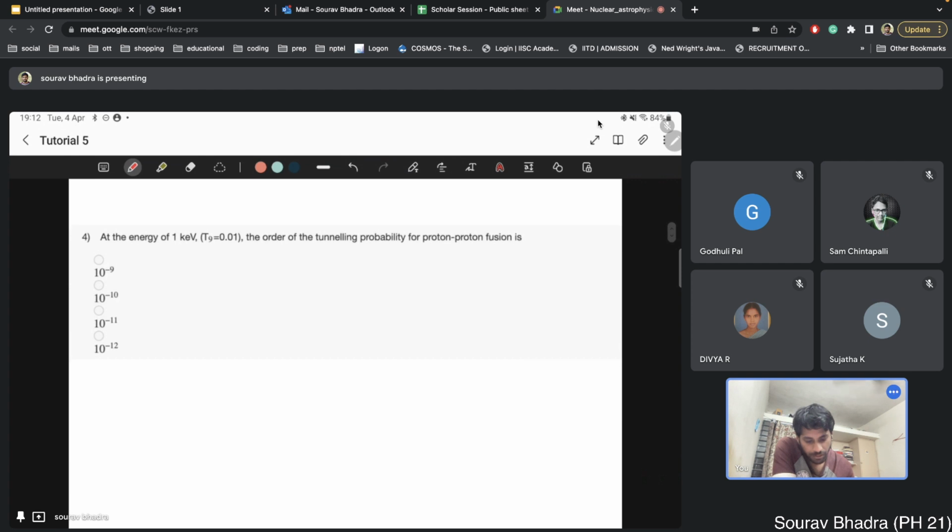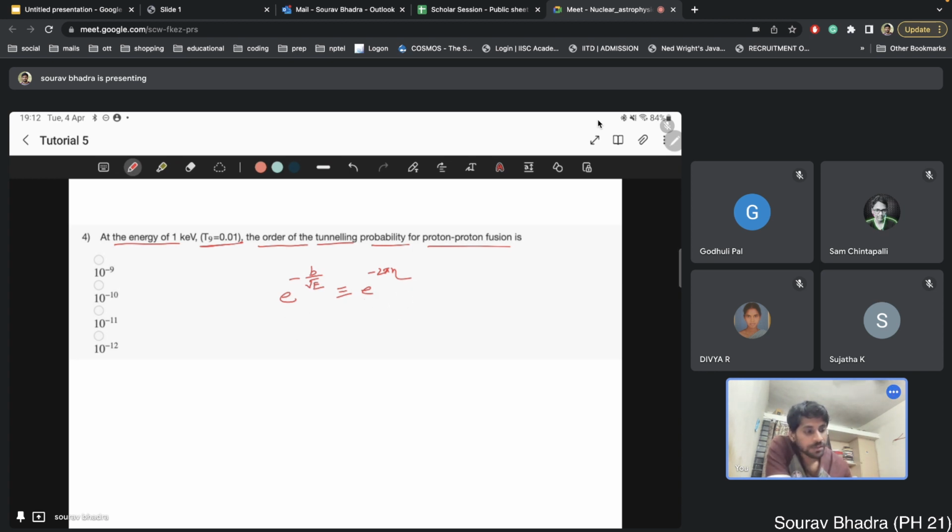This I will do. I will now go through the problems which can be done from the previous week's material. So at the energy 1 keV, that means T9, the order of the tunneling probability is actually e to the power minus beta by root over E, which I have written repeatedly. That is similar to e to the power minus 2 pi eta, which has been used by sir. This has been used by sir and this has been used by me, no difference, this is exactly equivalent.